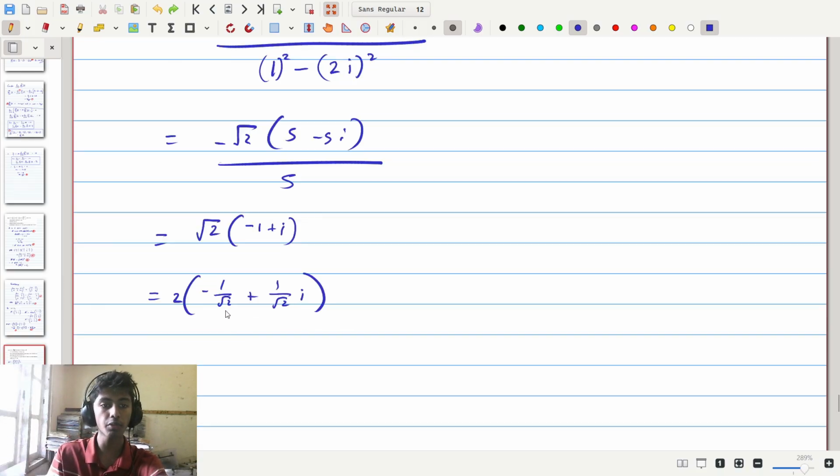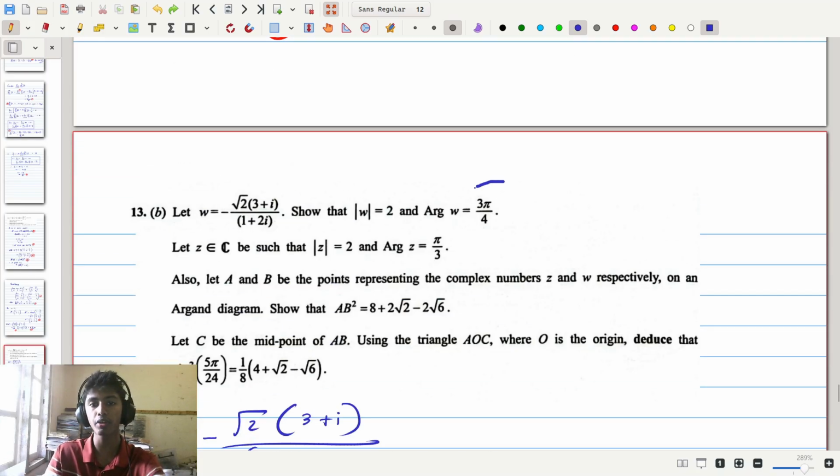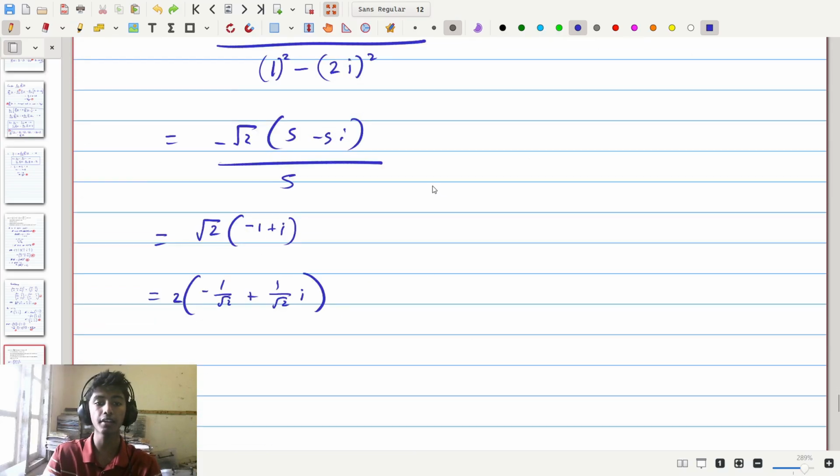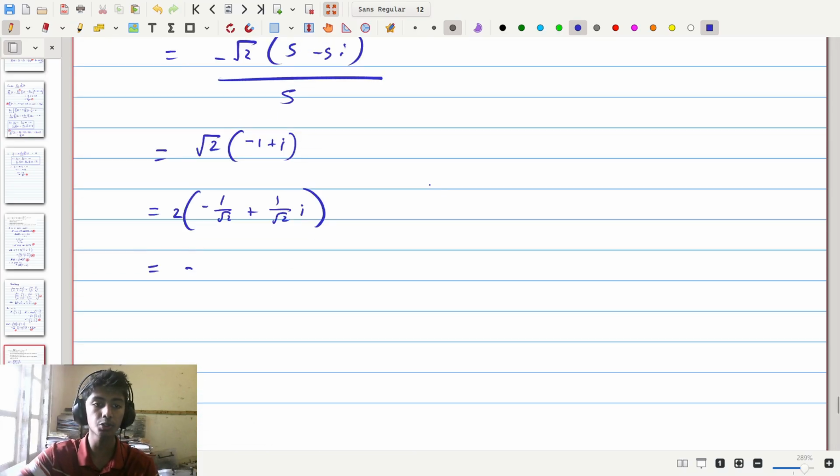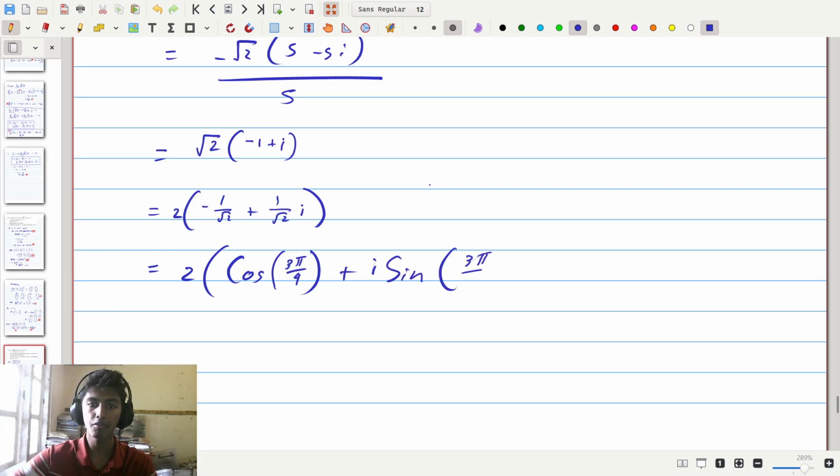So in order to do that, we're going to take pi by 4 and add pi by 2 to it. If we do that, we get 2 pi by 4 plus pi by 4, which is going to be 3 pi by 4, which is exactly what we had in the question, 3 pi by 4. Which means that if we convert this, this is going to be equal to 2 times the cosine of 3 pi by 4, which is equal to negative 1 over square root of 2, plus i times the sine of that same angle, 3 pi by 4, which is equal to 1 over square root of 2. So then we have the form r times cos theta plus i sin theta.